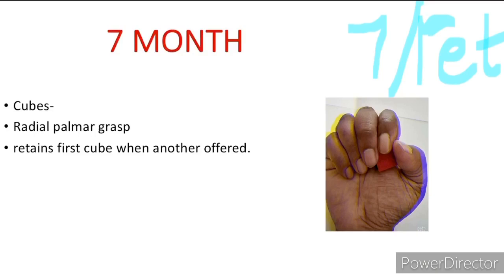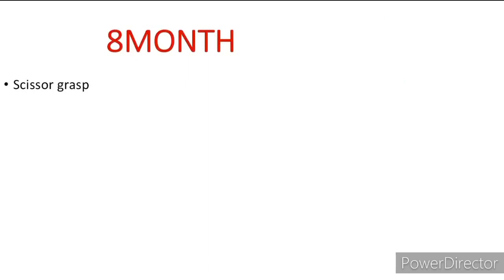In 7 months, the baby retains the first cube when offered the second cube, and there is radial palmar grasp as depicted in this picture. 7 looks like R, for retain. Now at 8 months we have scissor grasp. Scissor grasp is just holding the object by using all 4 fingers against the thumb.